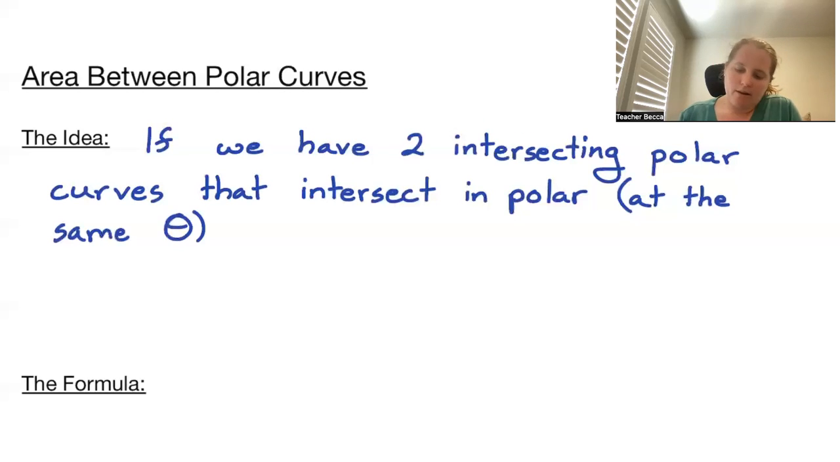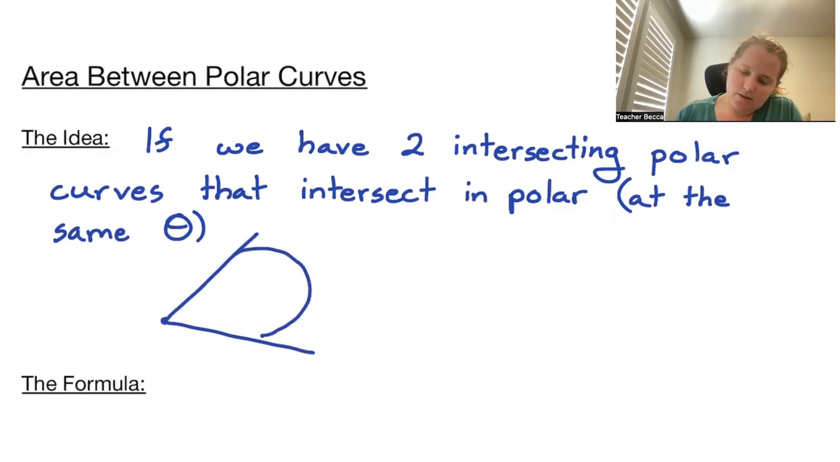Then if we have sort of our one curve inside the other, as long as both are at theta 1 and theta 2, then we can just find the area of the outer one and subtract the inner one, right? So we can find the area corresponding to the outside polar curve and subtract off the area corresponding to the inside polar curve.